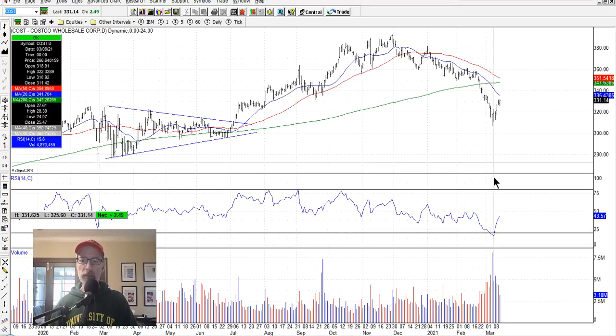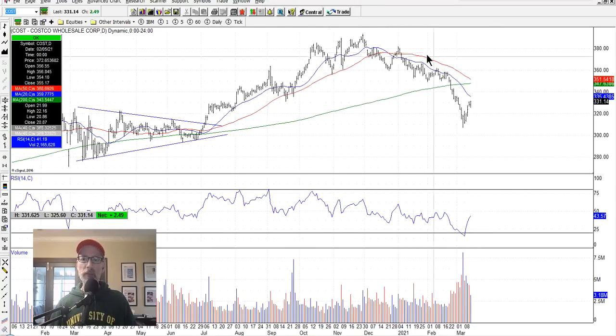Had this huge spike, to me, which signaled that all the selling was capitulating. It was just everyone was getting rid of every share of Costco that they had. And typically that is when a stock will bottom, when it makes that capitulation move. And that seems to be happening right now. It's bounced pretty good off the lows, and it's moving its way back up to the 20-day moving average.